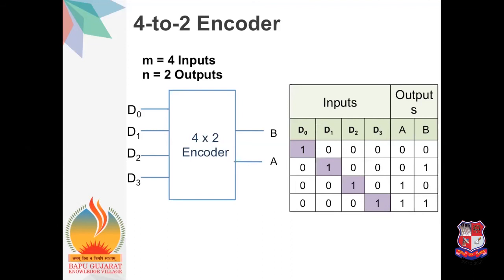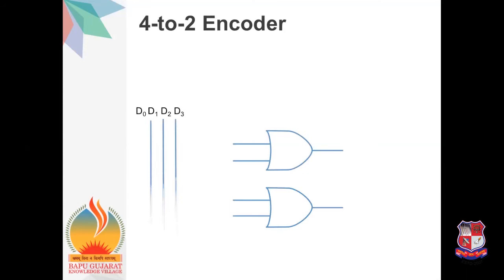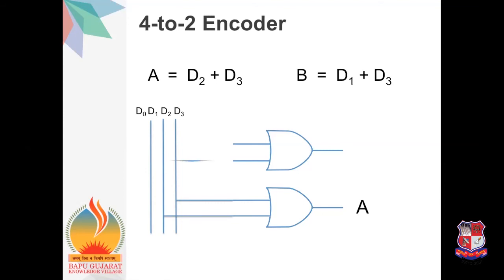So based on the logic expressions, we can easily draw the logic diagram for the 4 to 2 encoder. So let's see the logic diagram of the 4 to 2 encoder. For A, connect D2 and D3 as inputs, which gives A as output, and for B, connect D1 and D3 as inputs, which gives B as output. So this is the logic diagram for the 4 to 2 encoder.